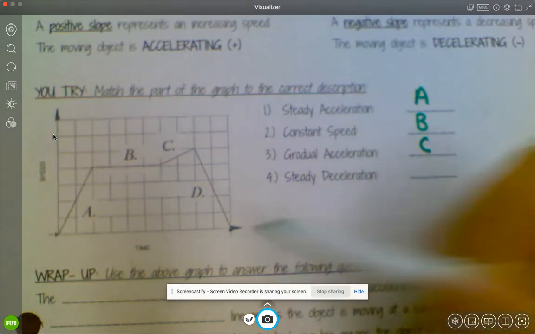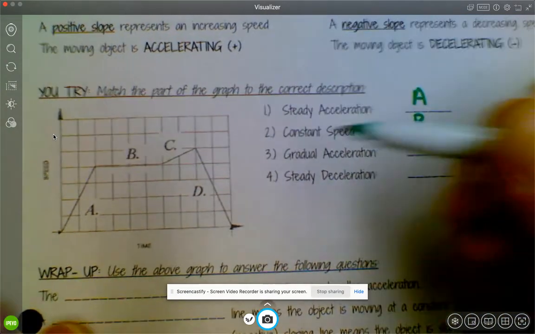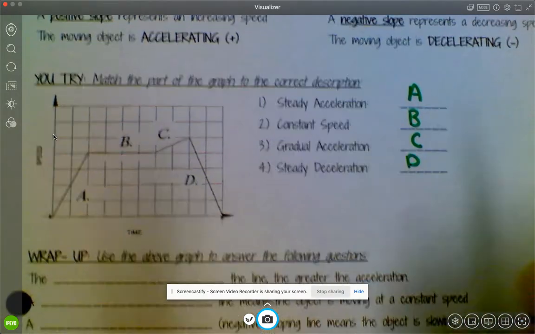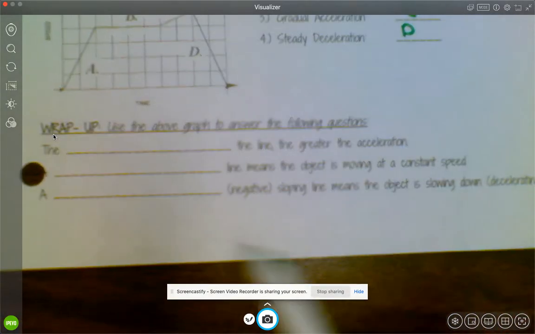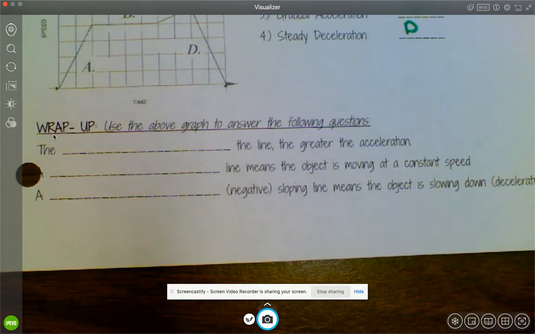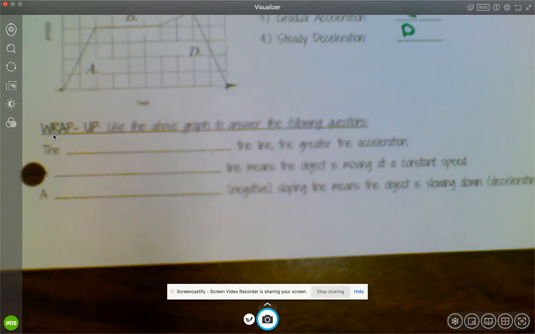And then our deceleration, okay, process of elimination, but at the same time, D is also deceleration because we're seeing it slow down. So wrap up. The blank the line, the greater the acceleration. A blank line means the object's moving at a constant speed. A blank negative sloping line means it's slowing down. Take a minute, give these a thought yourself.